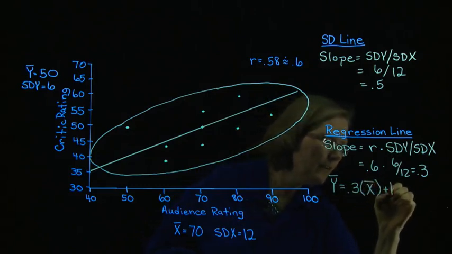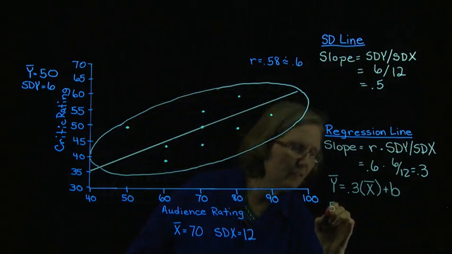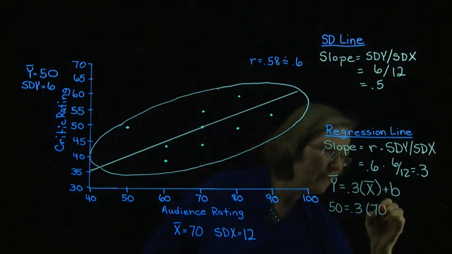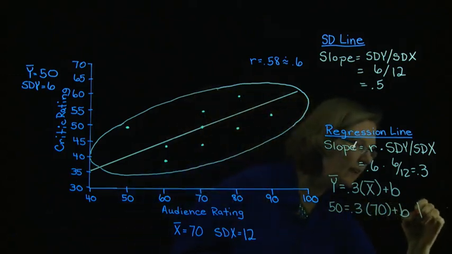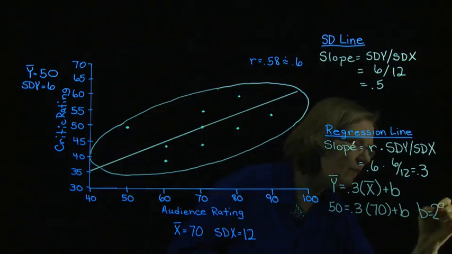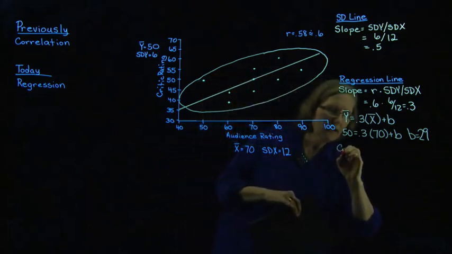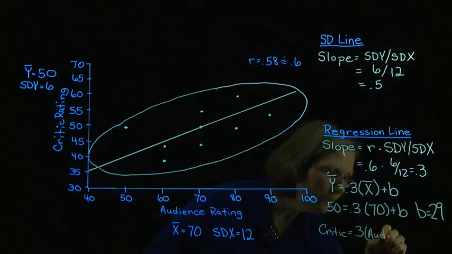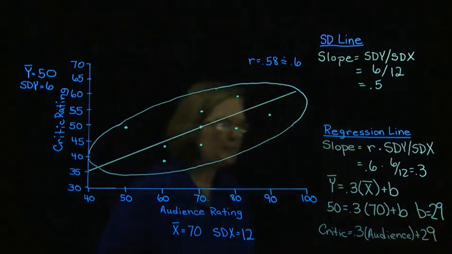So we can use that to go after our intercept. We've got 50 is equal to 0.3 times 70 plus b. 21, so b has got to be equal to 29. So our regression line is the critic rating is equal to 0.3 times the audience rating plus 29. And that's our regression line.